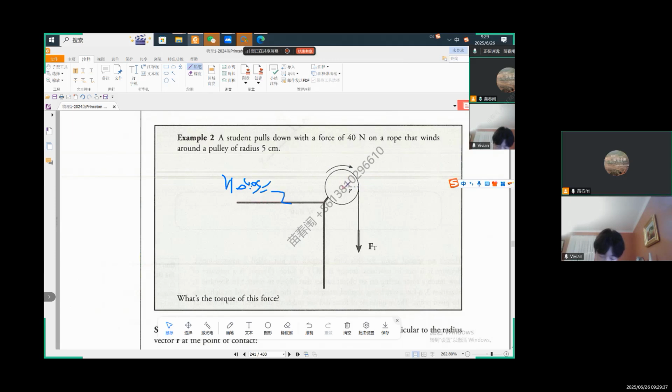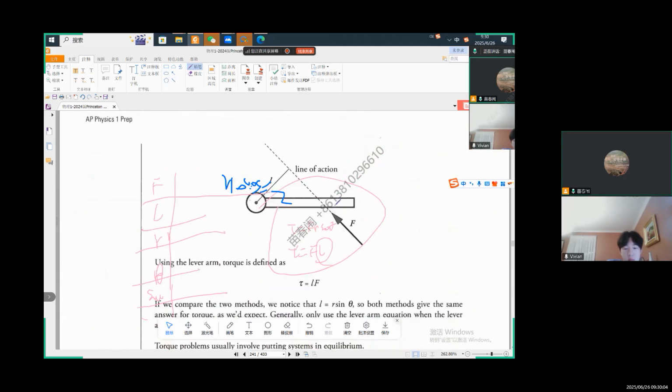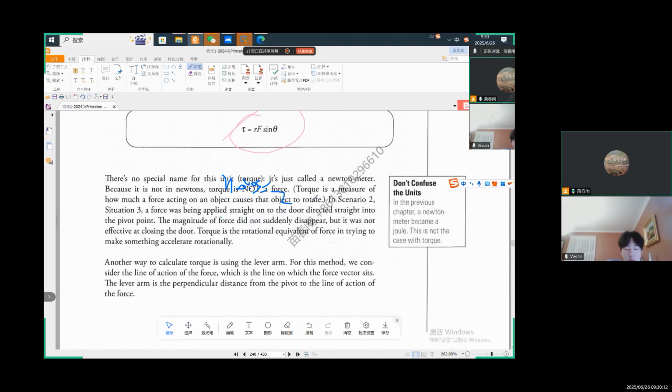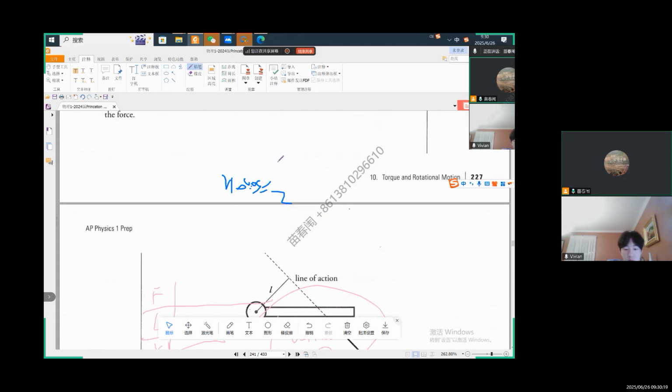So this is the center, the pivot, kind of. And this is the force. So you can say this is the F L, where L is the perpendicular distance from the pivot to the action line of the force. And also sine theta is basically 90 degrees, so you don't have to think about that. For me, I like this one. I call this L the perpendicular distance from the pivot to the action line of the force, and this R sine theta is my perpendicular distance. So that's how I remember.